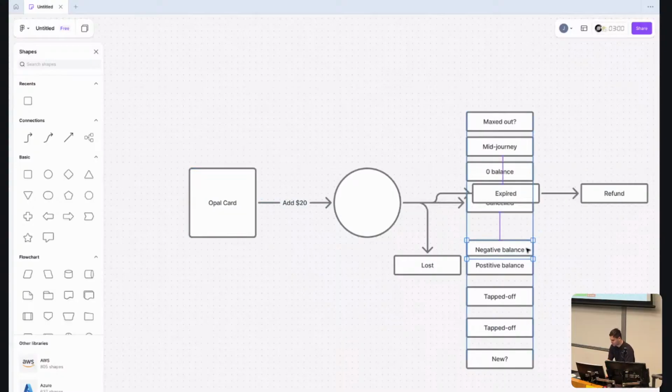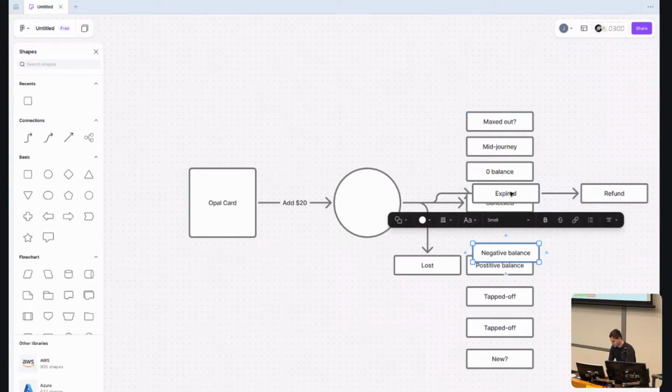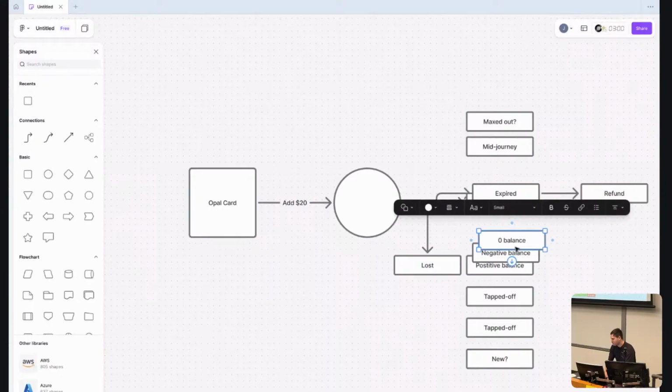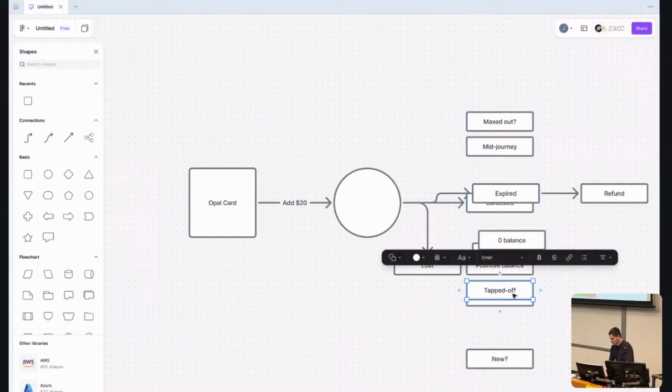Similarly, negative balance, positive balance and zero balance are different states, right? But systematically, they're not going to impose any difference on the system. You're still going to add the $20. Now, if this is the tap-on sequence, then yes, a negative balance will decline the tap-on. But for topping up, this is the simplification component. We're simplifying by focusing on one slice of the system. Tapped on and tapped off, I don't think it's going to make a difference.